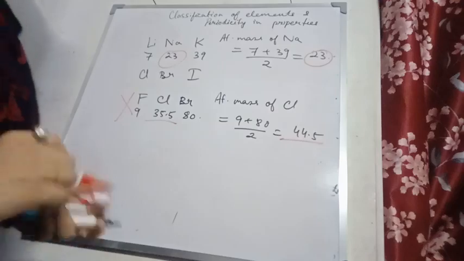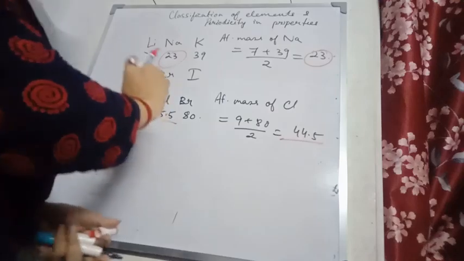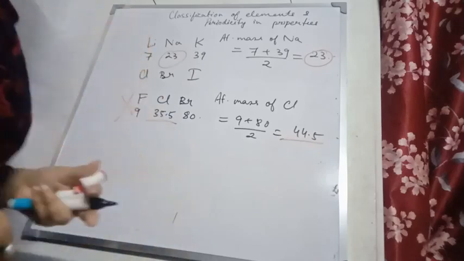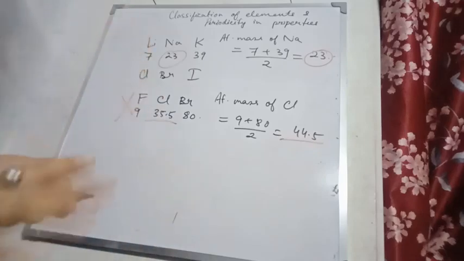So it was not following Dobereiner's law. We know that fluorine, chlorine, bromine are all similar group elements. So this law could not explain the properties of similar group elements. That's why this law was discarded.